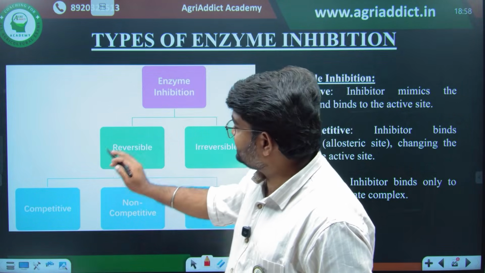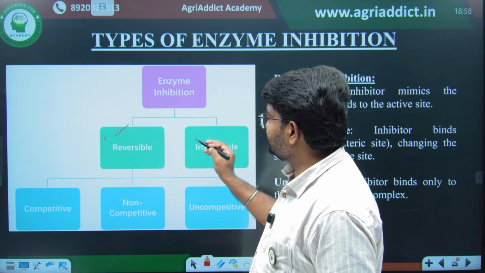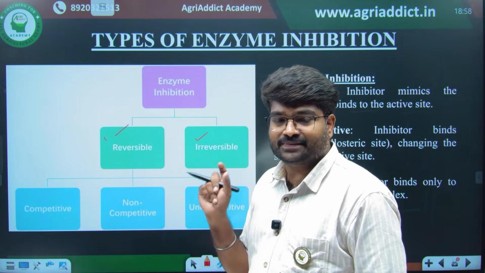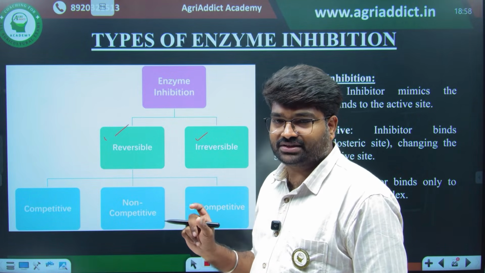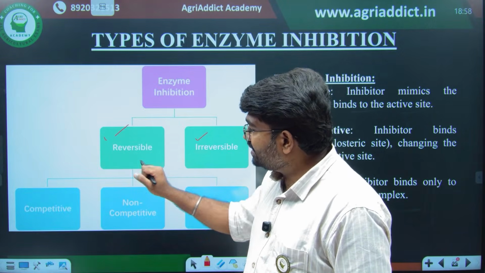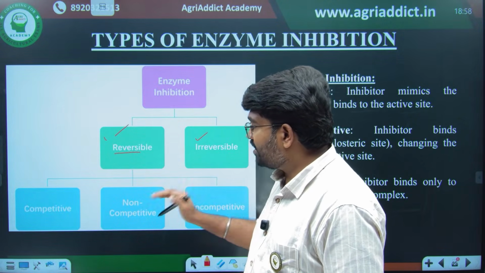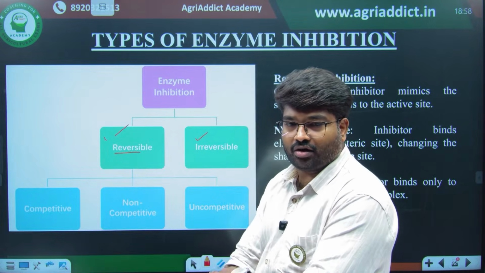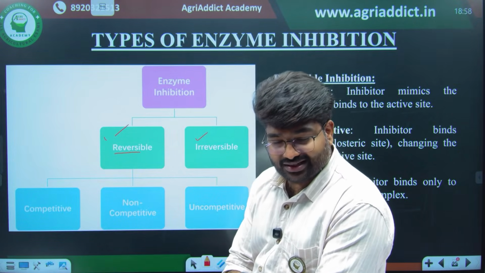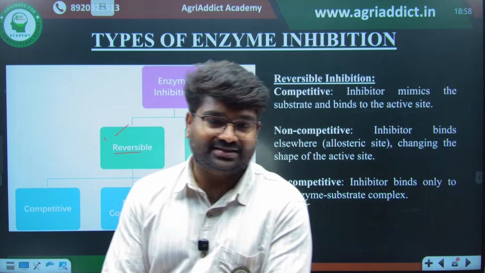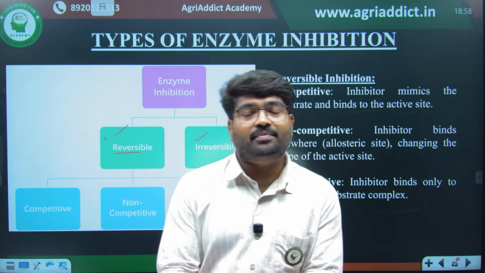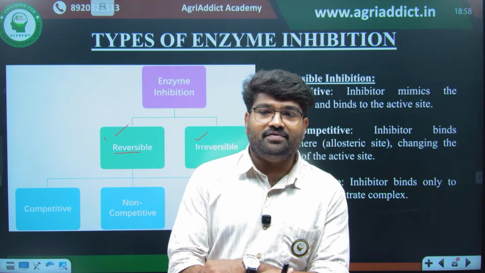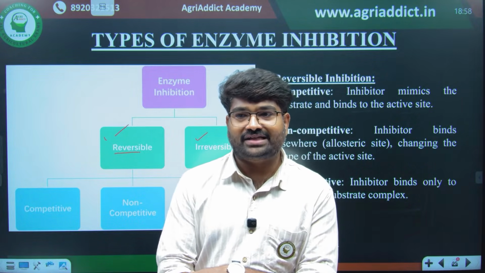For example, reversible inhibition and irreversible inhibition. These are the two broad classifications. Among them, reversible inhibition is further classified into three types: competitive, non-competitive, and uncompetitive. This is the question area they are going to ask. In competitive inhibitor, how will the Km and Vmax change? This is the question they are going to ask.